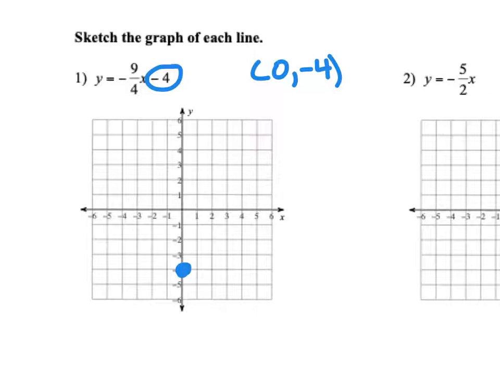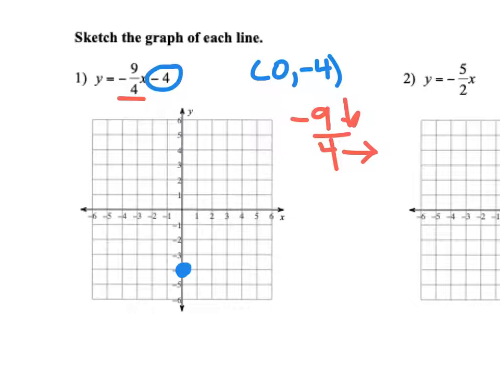We always start on the y-axis. Always, always, always. Now our slope is our number in front of our x, or negative 9 over 4. So that means that we're going to go down 9, right 4. When slope is negative, we go down and right.